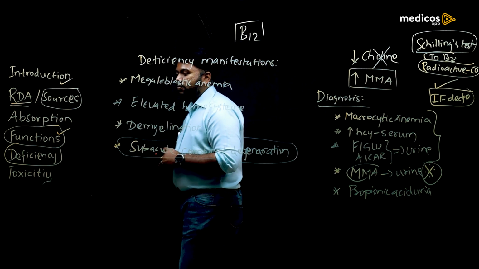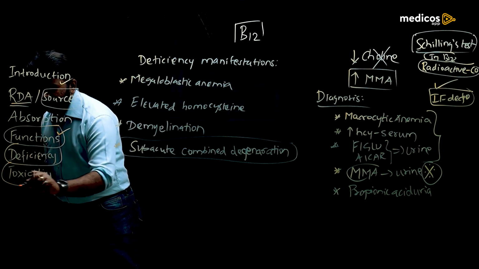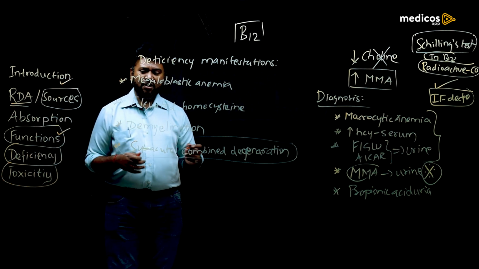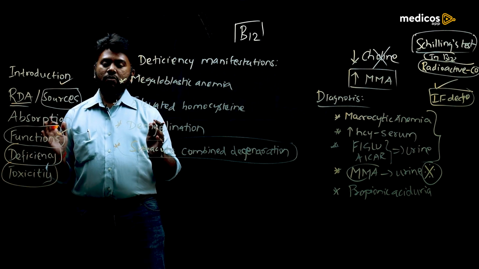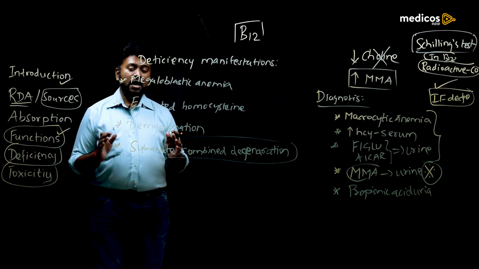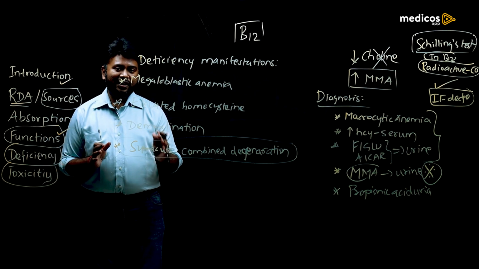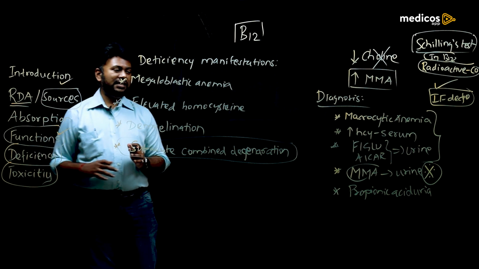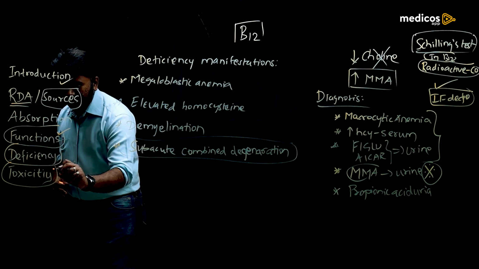Now finally moving on to toxicity. B12 toxicity is quite rare because, as I said, the liver has a very good reserve capacity to store up to 1000 times the normal dietary intake. So toxicity is quite rare, and there is nothing to mention about this.